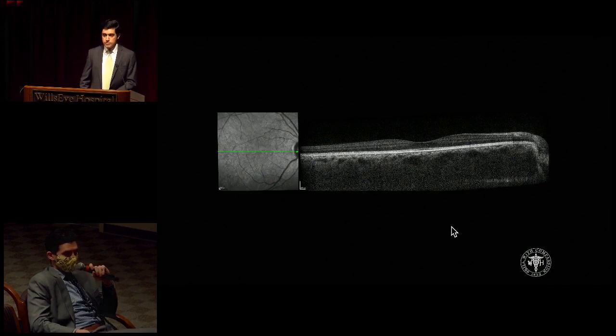This is an EDI OCT scan of the right eye through the fovea. The choroid appears to be of normal thickness. Outer retinal lamination patterns are intact, as are inner retinal lamination patterns, good foveal contour, and clear vitreous.